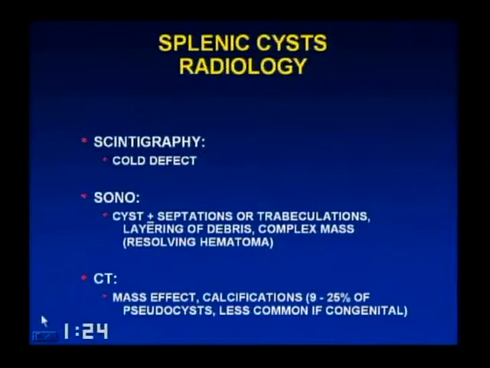So on ultrasound, they generally look like cysts unless they bled. And if they bled, then you can have trouble telling it from a complex mass. An organizing hematoma can produce a very confusing picture. And on CT, likewise, 9 to 25% of them, particularly the post-traumatic ones, may have calcification. So here's an old nuclear study showing that it can be multiple.